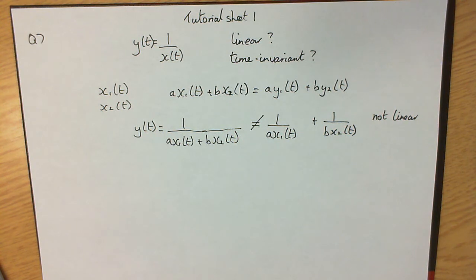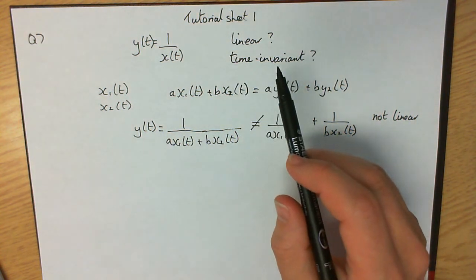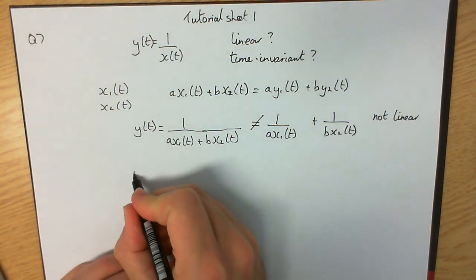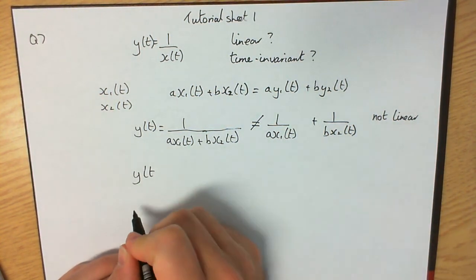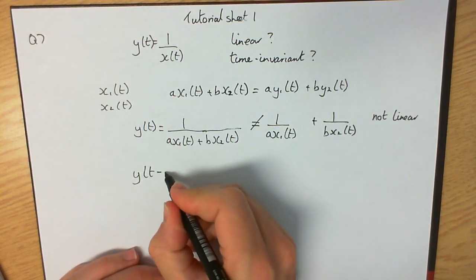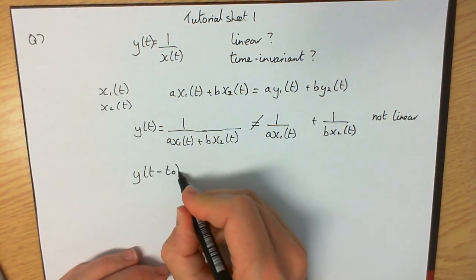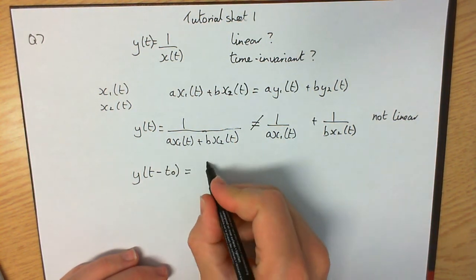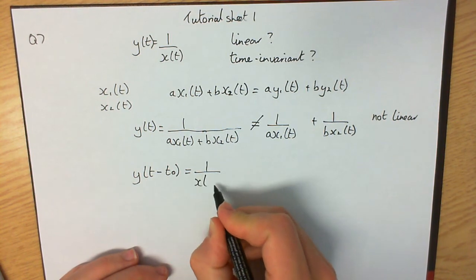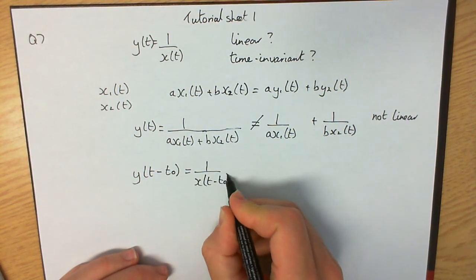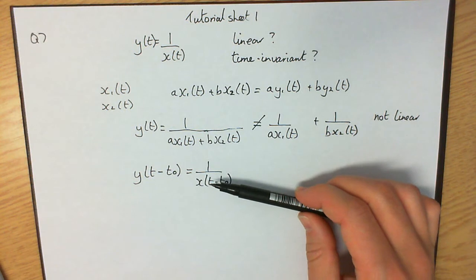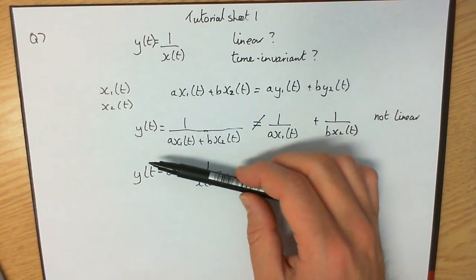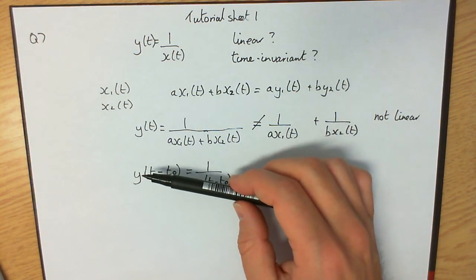The second part, we have to decide whether it is time invariant. And time invariant says, quite simply, that if we have our function and we apply a constant time shift to it, is this constant time shift in the input signal going to give us a constant time shift in the output signal?